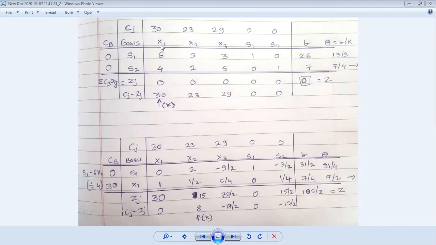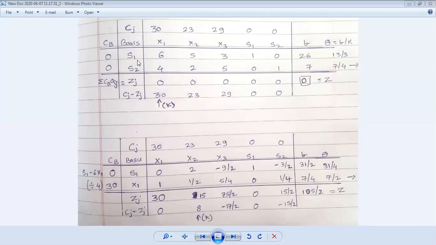You can see x1, x2, x3, s1, s2 are the variables within the objective function, and the first row is the coefficients of the variables in the objective function. So it is 30x1, 23x2, 29x3, 0s1, 0s2. This is your objective function.